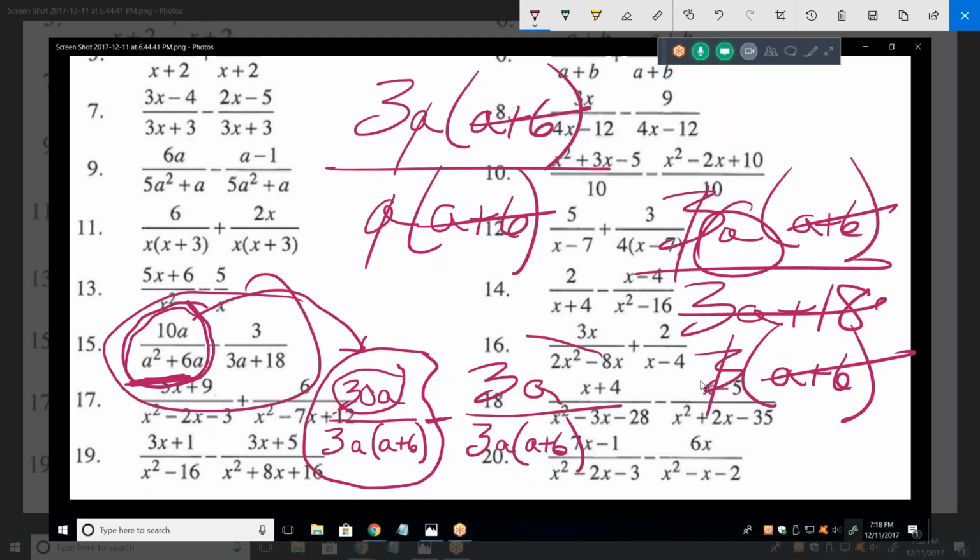Now, is that fraction exactly the same as that fraction? Yeah. It is. It doesn't look the same, but it is. The a's cancel, the 3's cancel, and I'm left with 1 over a plus 6, but that's really what that is, 1 over a plus 6. So I've got everything I need. Let me erase some of this stuff.